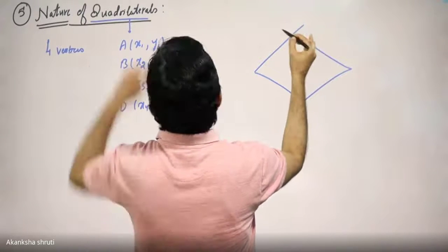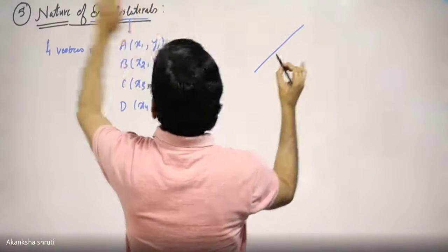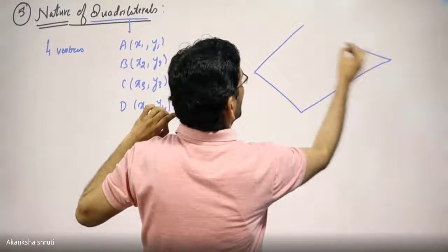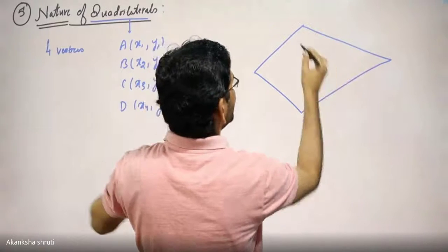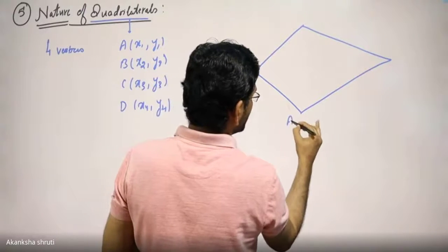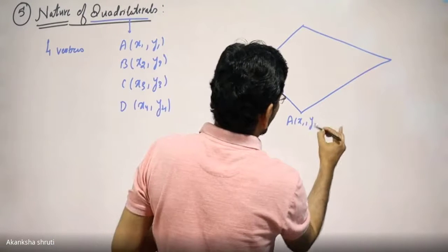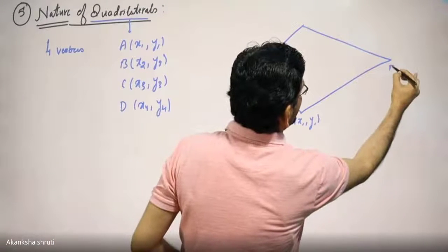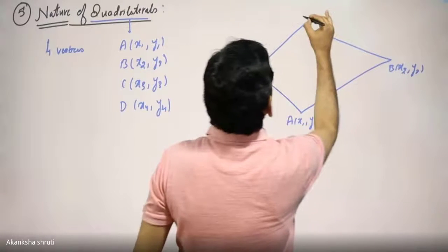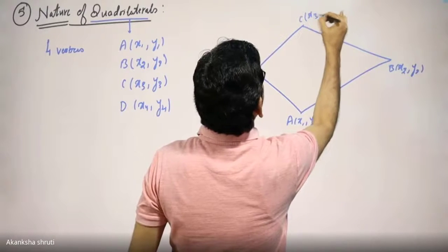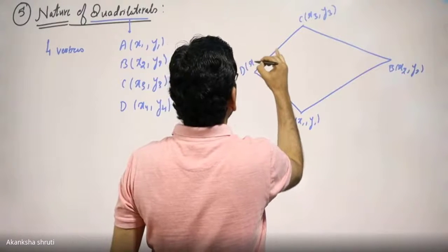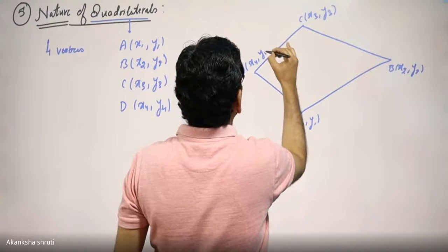Any figure bounded by the 4 sides. So we have to just take the 4 sides. That's all. It need not be parallel. It can be of any type. Let us consider this as A, x1, y1. This as B, x2, y2. This as C, x3, y3, and D, x4, y4.